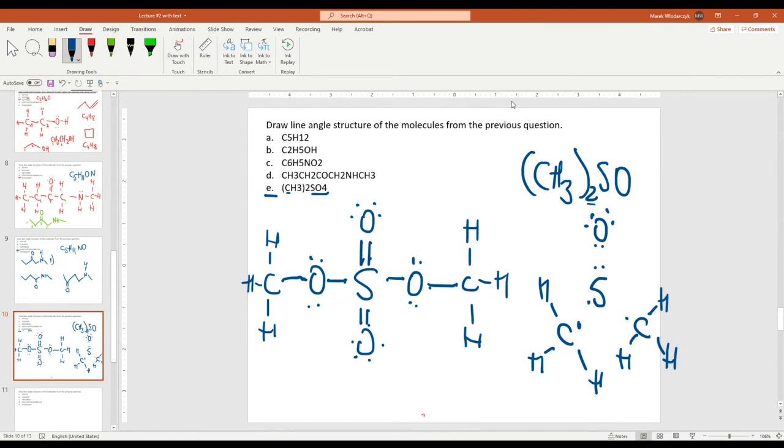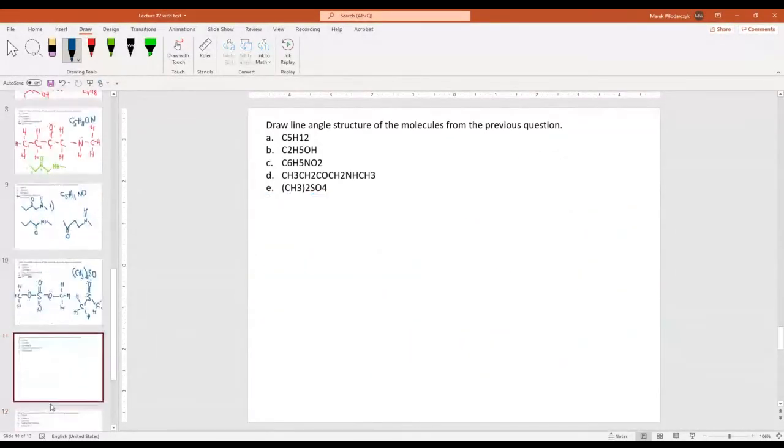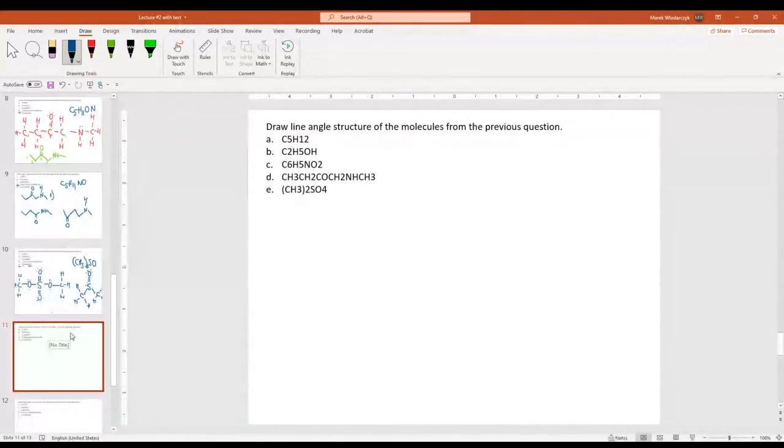Then the sulfur here has 6 electrons. 4 of them are involved in the formation of the bonds, and this is your Lewis structure of dimethyl sulfoxide. Even though this is the single bond and this is the double bond, in reality this is more like a very polar single bond, so there's an O minus and S plus here, but don't worry about it. That will be the structure that I will be looking for. I think we did that already.